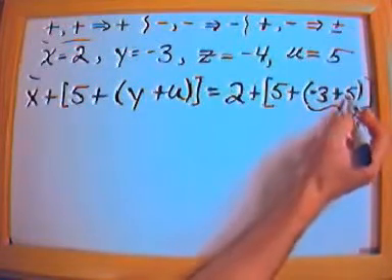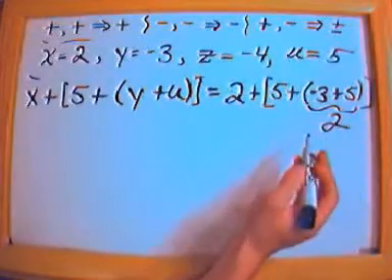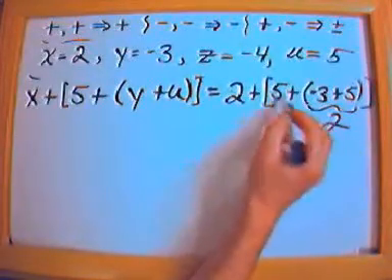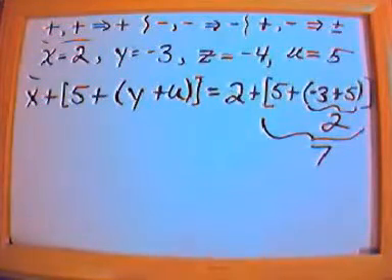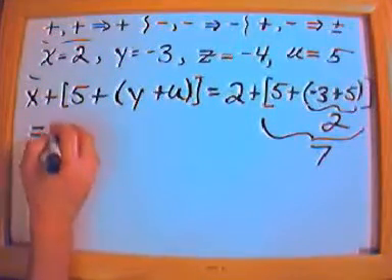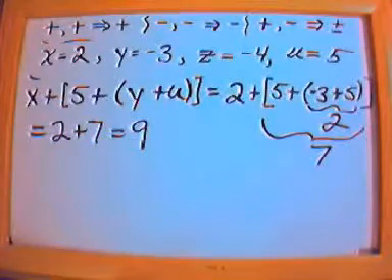Negative 3 plus 5, answer is positive. 5 minus 3 is 2, so this is 2. 5 plus 2 is 7, so this entire thing here is 7. And then this is going to just equal 2 plus 7, which is equal to 9. That's the answer.